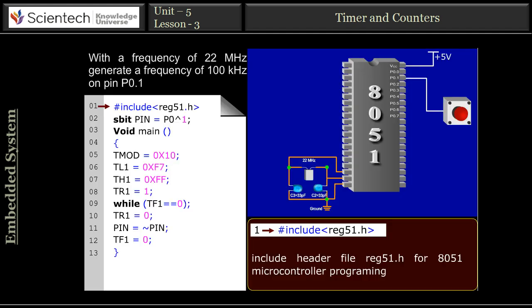Now, we are going to write a program to generate a frequency of 100 kHz on pin 1 of port 0. The crystal oscillator frequency which we use is 22 MHz. We see the program in the animation. Now, we discuss each step of the program one by one.